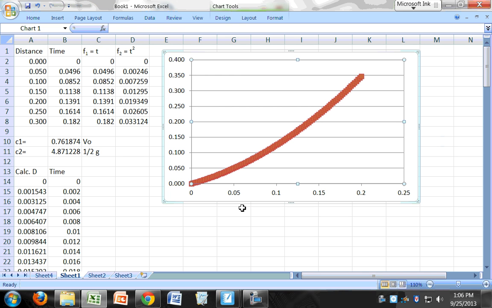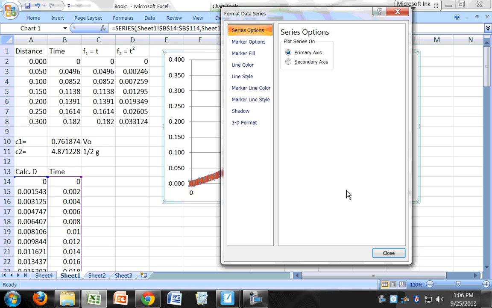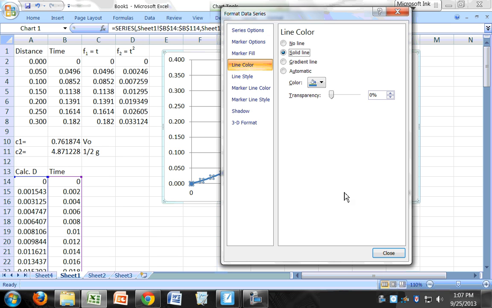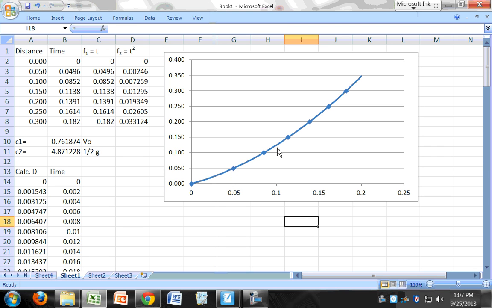It's all over. It's covered up all my data points. I want my trend line not to show up as data points. I want it to show up as a smooth curve. So what do I do? I click on it and format my data series. Okay. Marker options, I don't want any markers. So that makes the thing disappear. Okay. My line color, I want a solid line. Okay. And let's see what happens. There it is. I've got a solid line and no markers.